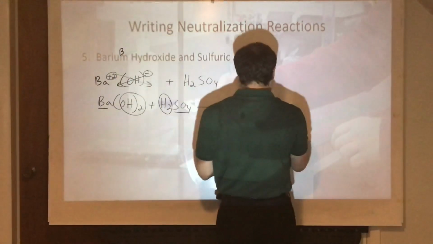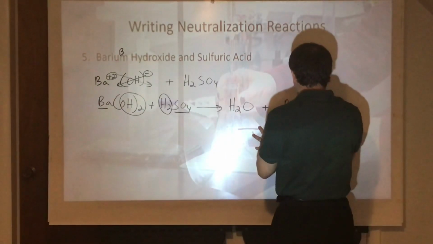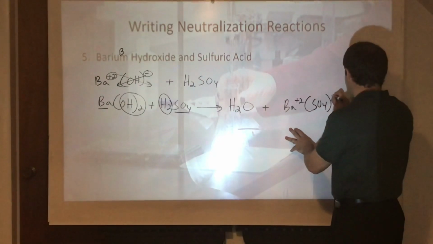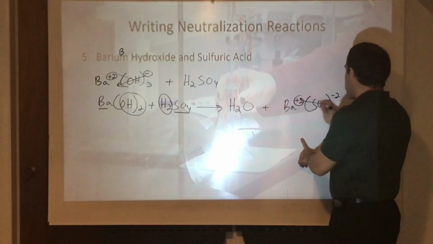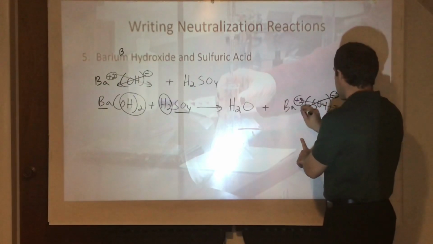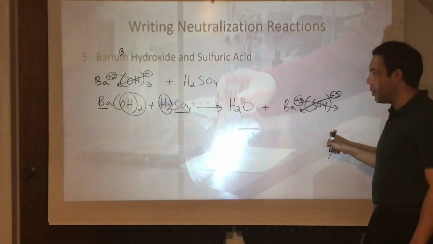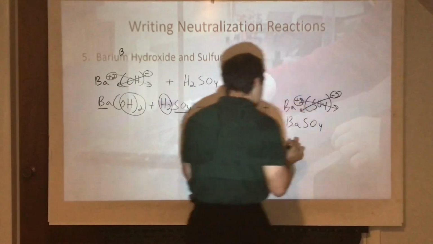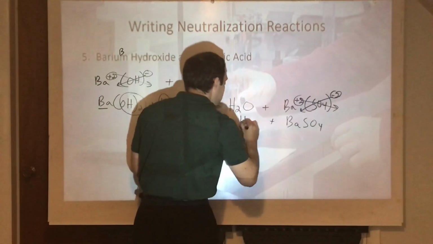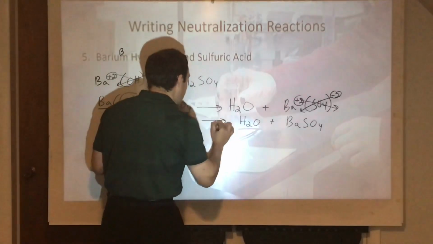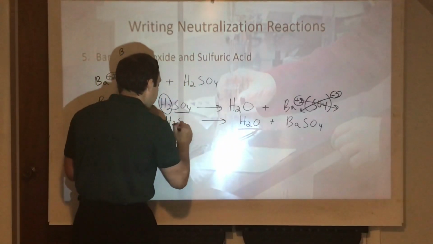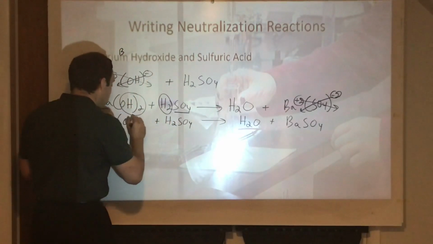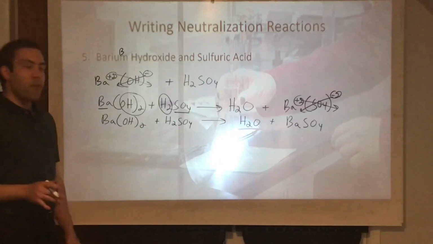So barium, once again, has a charge of positive 2, and sulfate has a charge of negative 2. When we crisscross, drop swap, we get Ba2(SO4)2, which just reduces to BaSO4. Let's write it over. H2O. We have our arrow, H2SO4, and Ba(OH)2.